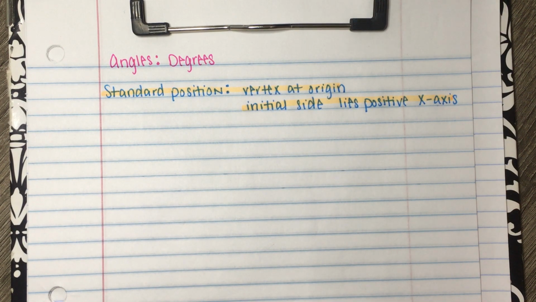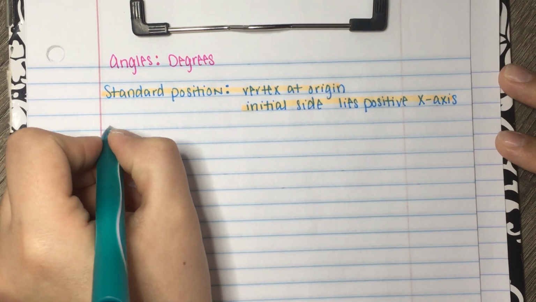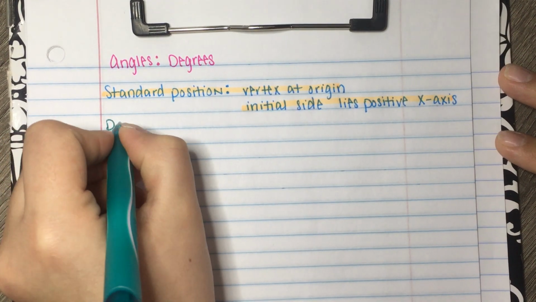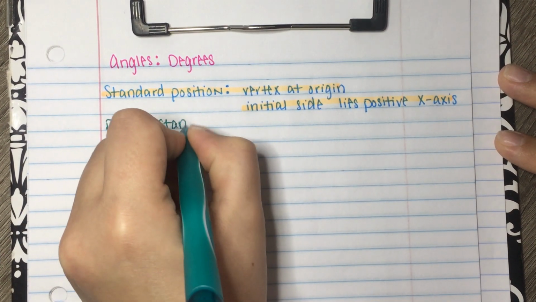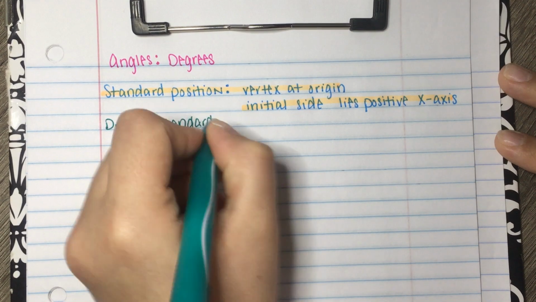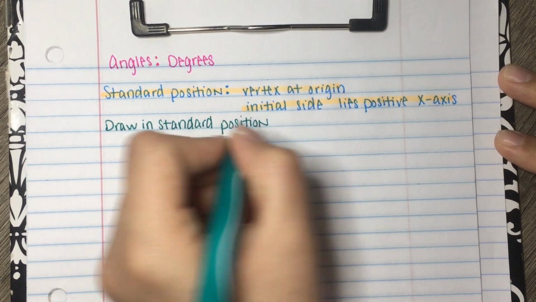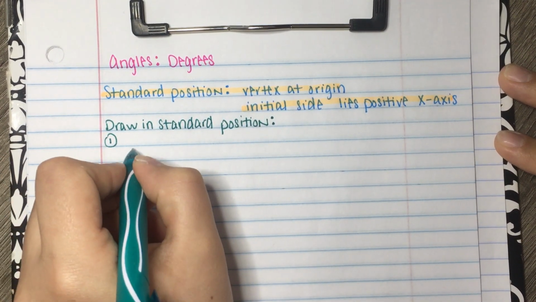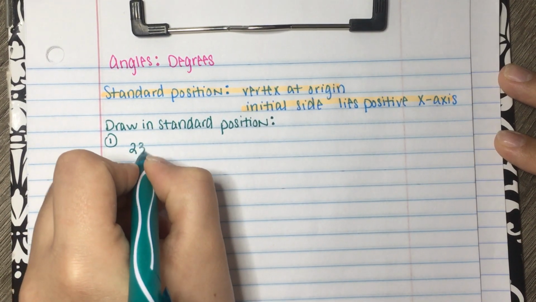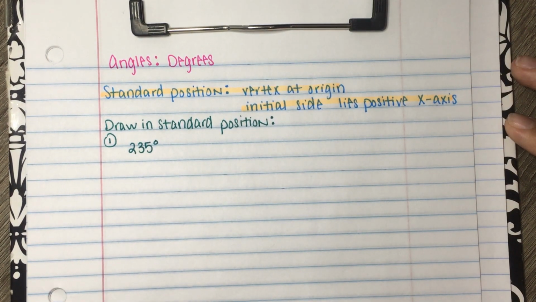All right, we're going to jump right into some practice problems with our standard position. And here's the first one. Our directions are going to be to draw in standard position. Now we're going to do both positive and negative angles. We're going to first start off with the positive, and I'll show us a little drawing for that. Here's the first one. We want to draw 235. All right, so I want you to draw 235.